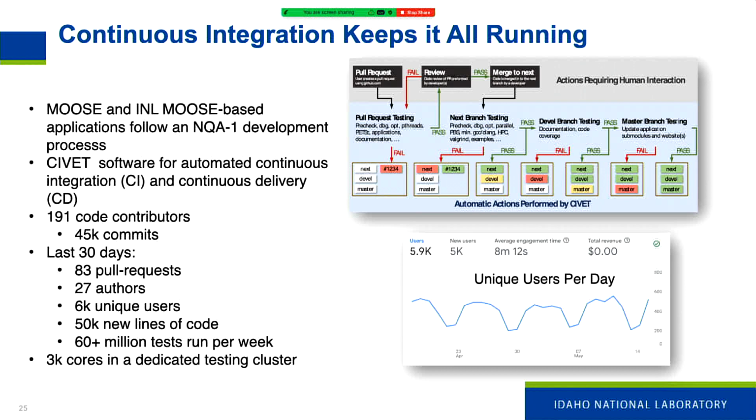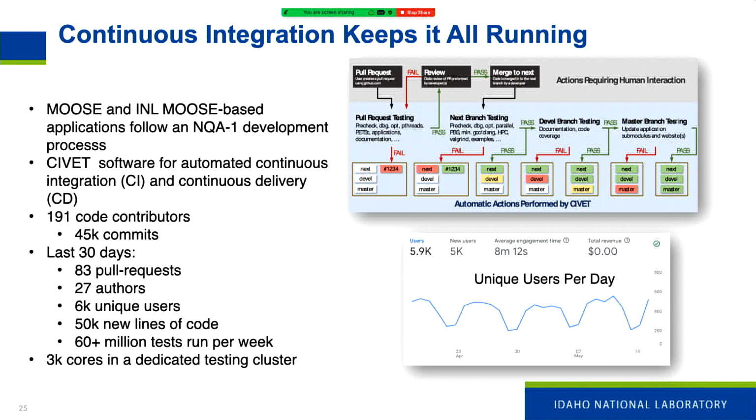If you just look down here at the last 30 days of Moose, it's a pretty lively project. We've had 83 pull requests merged by 27 different authors, and adding 50,000 new lines of code just in the last 30 days, all right? So there's a lot going on here. And we can't sit around and sign off on paper and run tests manually, et cetera, all right?